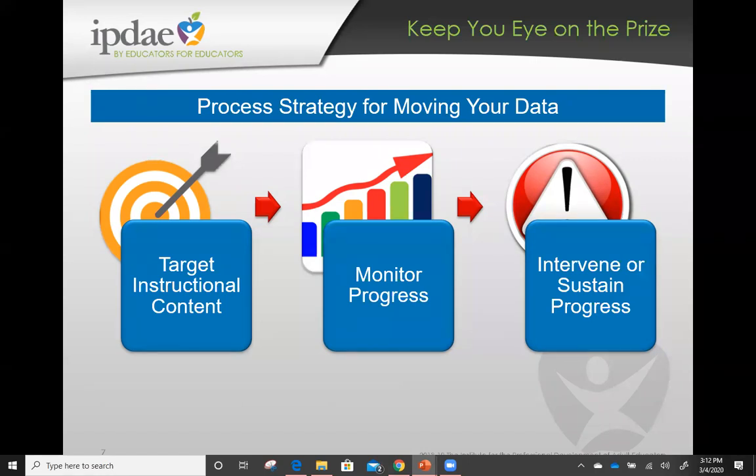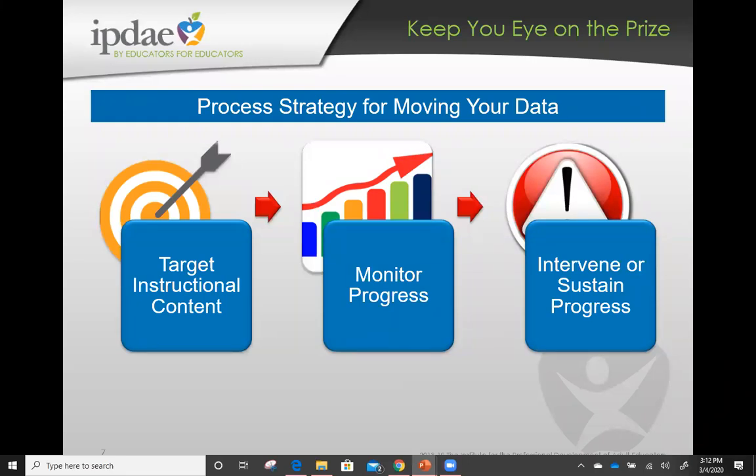As we monitor their performance against the standards, depending on whether they have met the standard or failed to meet the standard, we either intervene to provide remediation and allow the student to meet the target, or if they have met the target, how do we sustain that? How do we continually challenge the student so that they can move on to the next level?